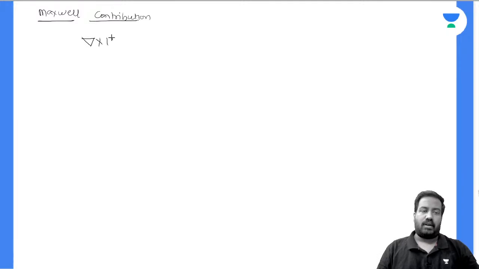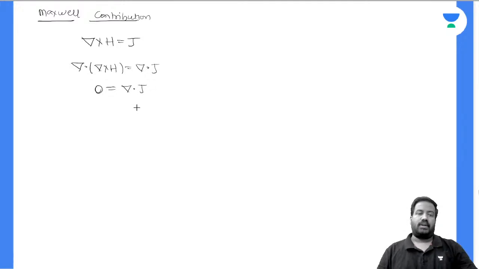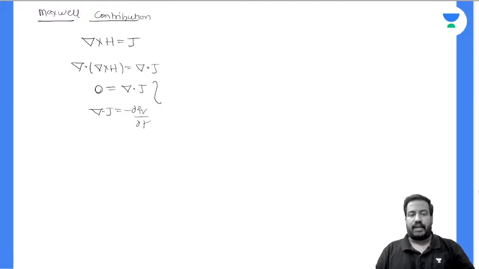According to Ampere's law, del cross H is equal to J. What Maxwell did is take divergence on both sides. Del dot del cross H is equal to del dot J. Divergence of curl of any vector is 0, which implies del dot J is equal to 0. But according to the continuity equation, del dot J is minus ∂ρv/∂t, which is a contradiction now. And you know this is from the conservation property of charge, which is a natural phenomenon which cannot be wrong.